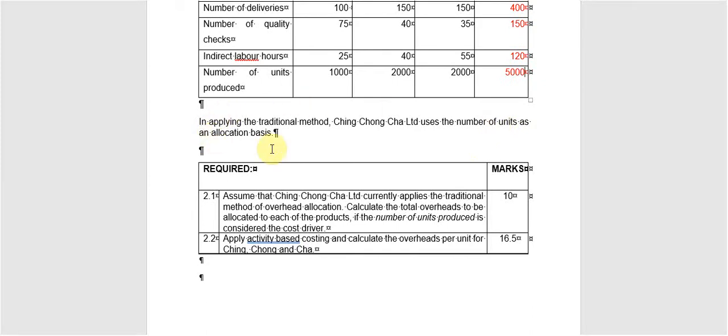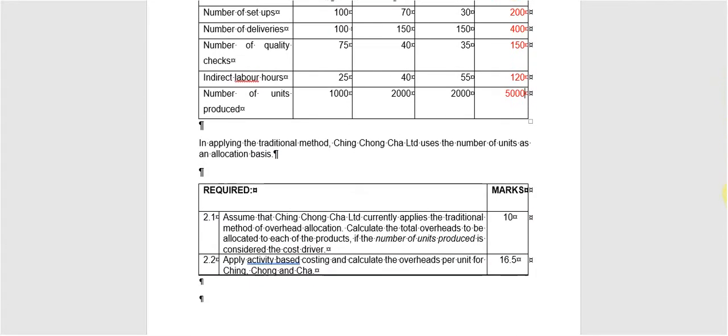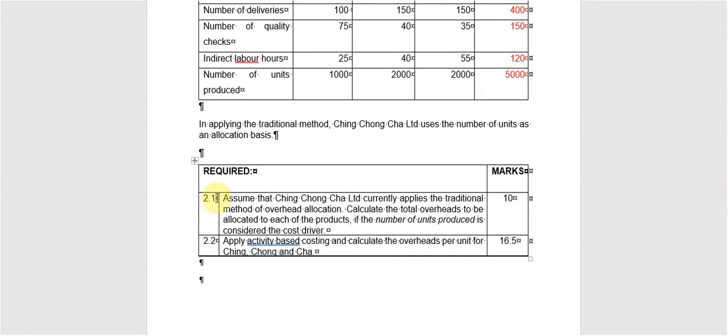Then, in applying the traditional costing method, Ching Chong Cha uses the number of units as the allocation basis. So in the required part, and this was a question 2 from an old paper, I'm just going to call it A and B for this purpose because I took out the question number so that we can use it as the first question.